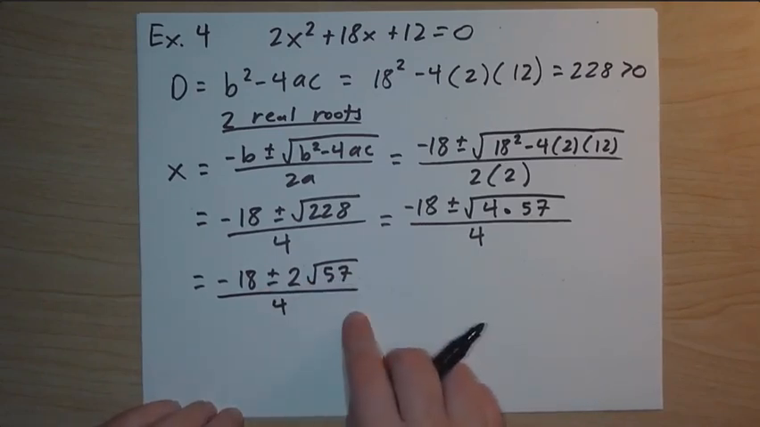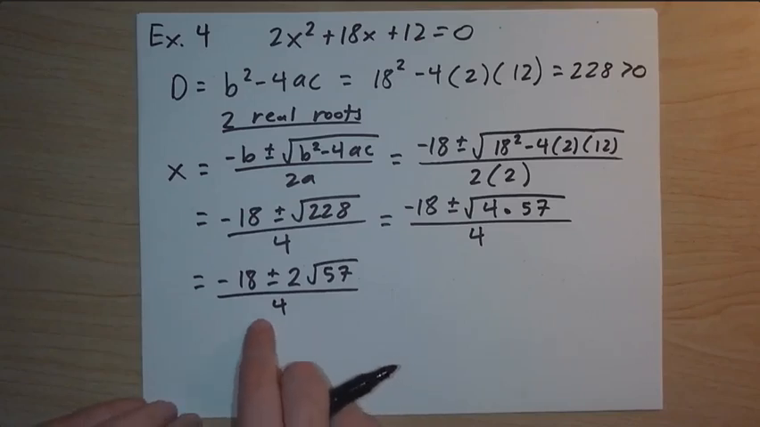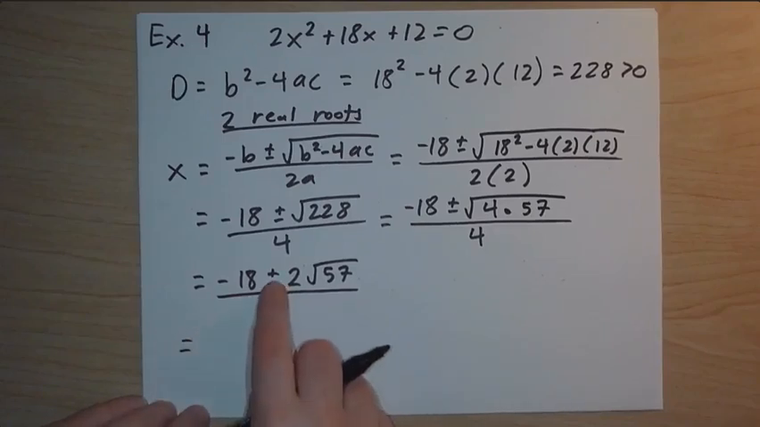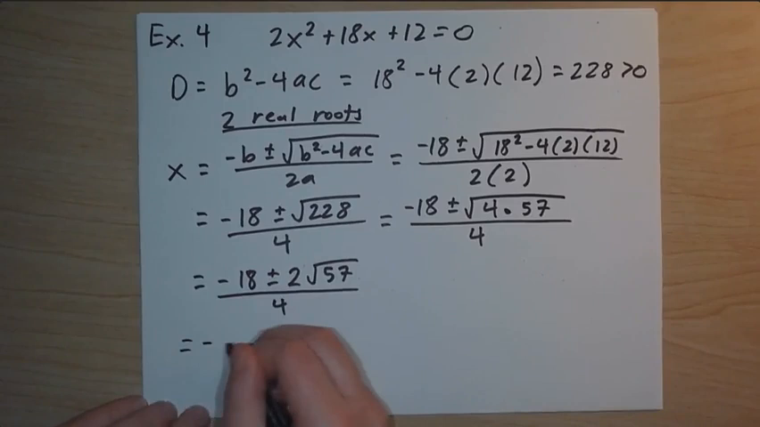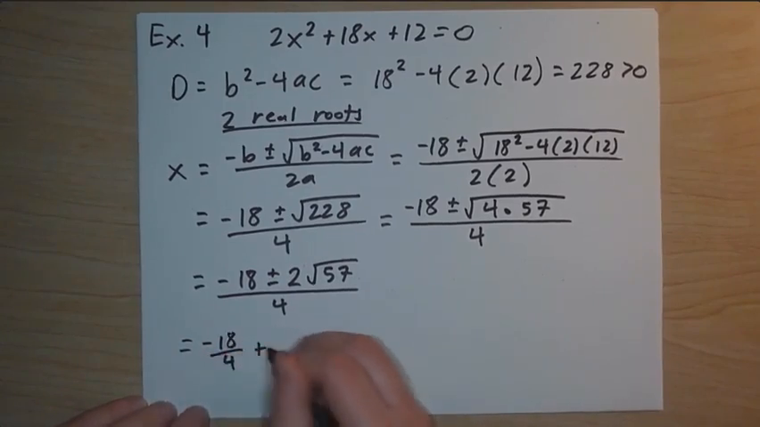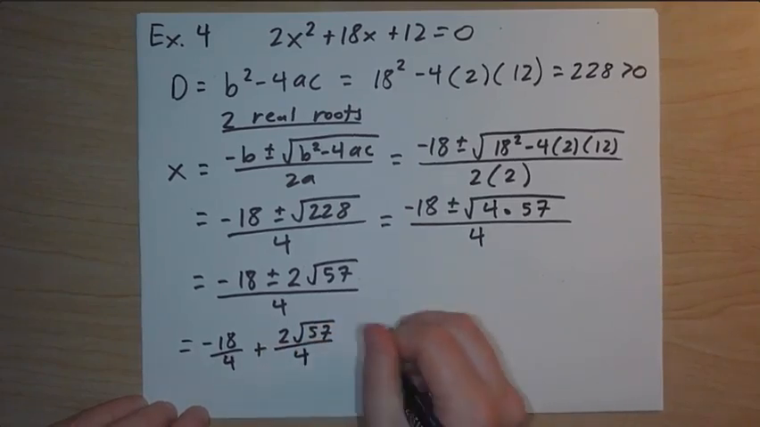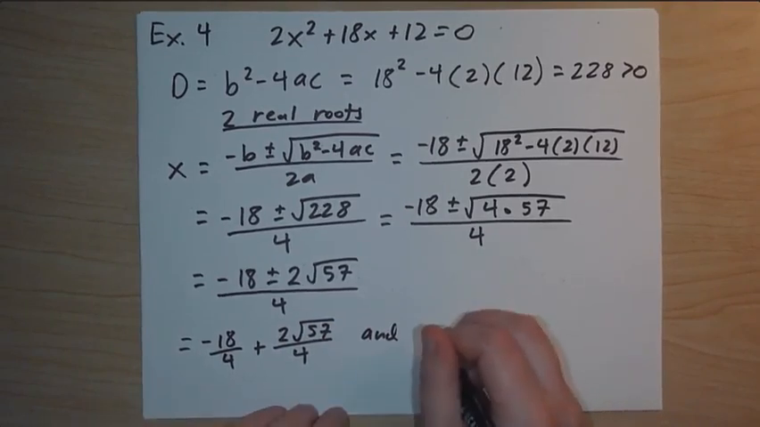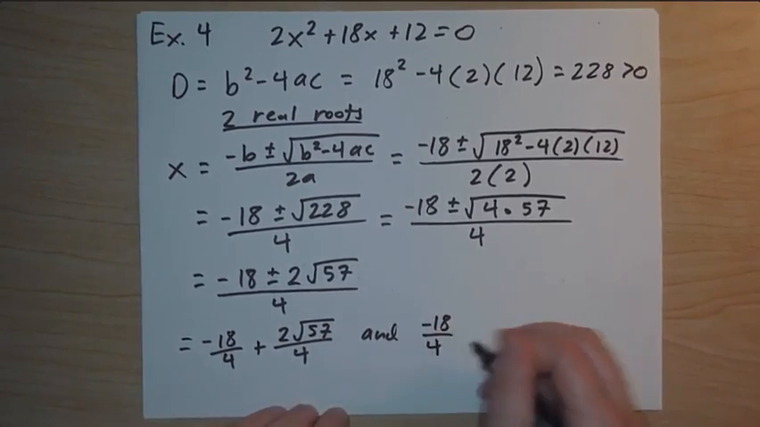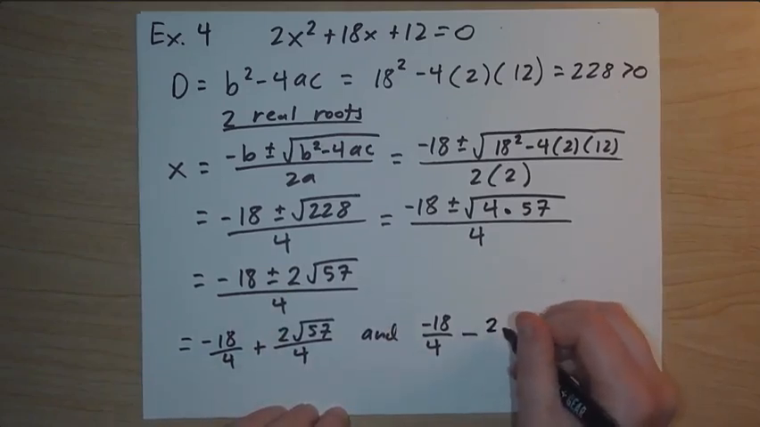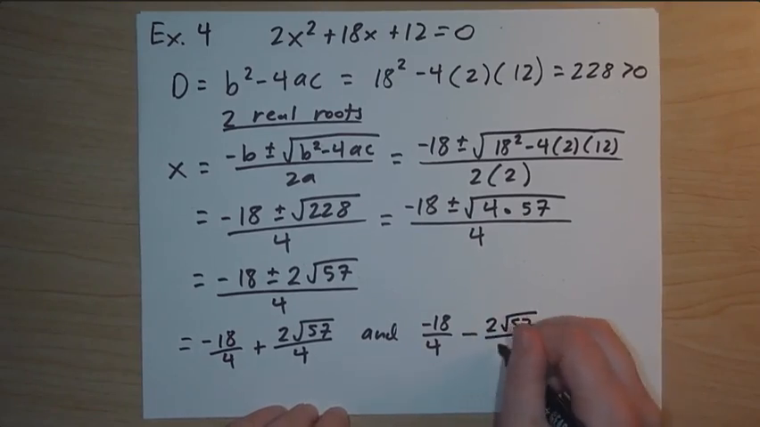Now we're going to split it into the plus and minus versions, and also separate the entire thing into two different fractions. Using the plus one first, we can separate this as negative 18 divided by 4 plus 2 times the square root of 57 divided by 4. And the other is negative 18 divided by 4, now the subtraction version, minus 2 times the square root of 57 divided by 4.